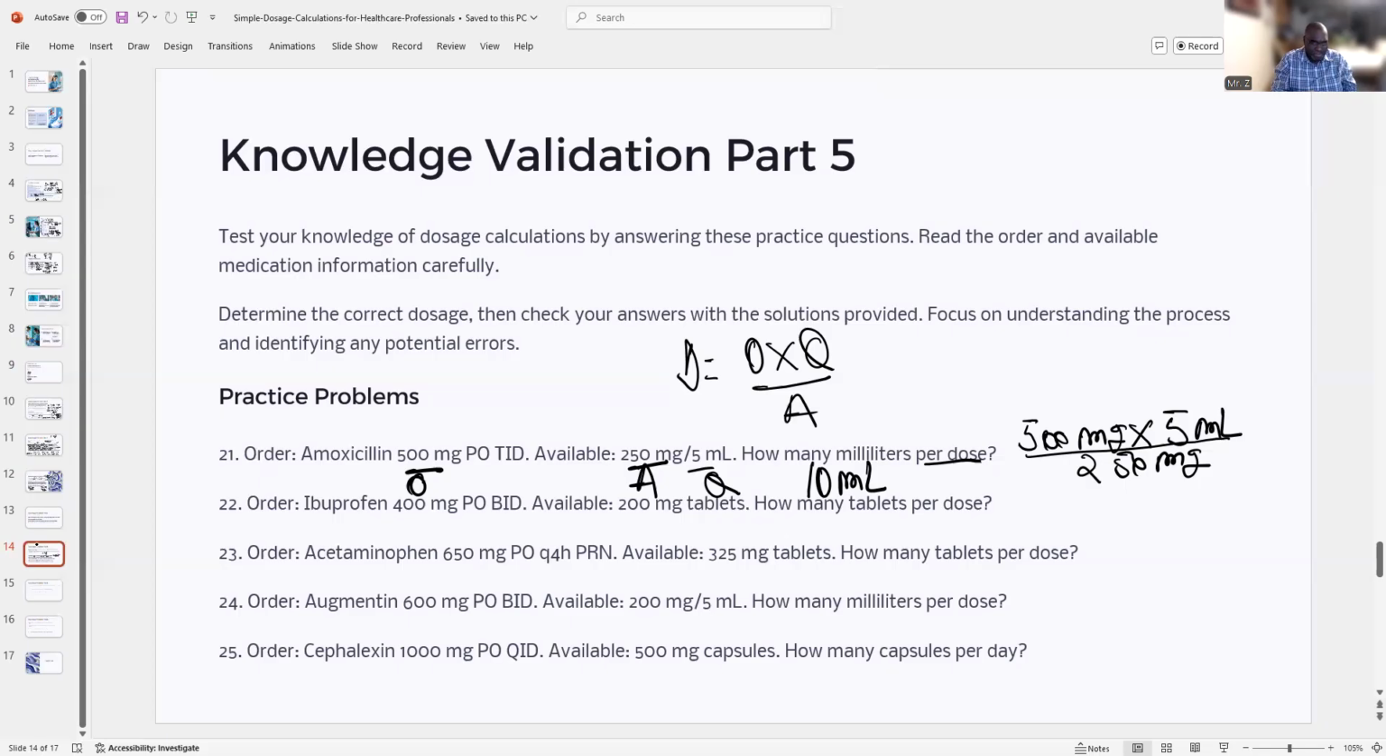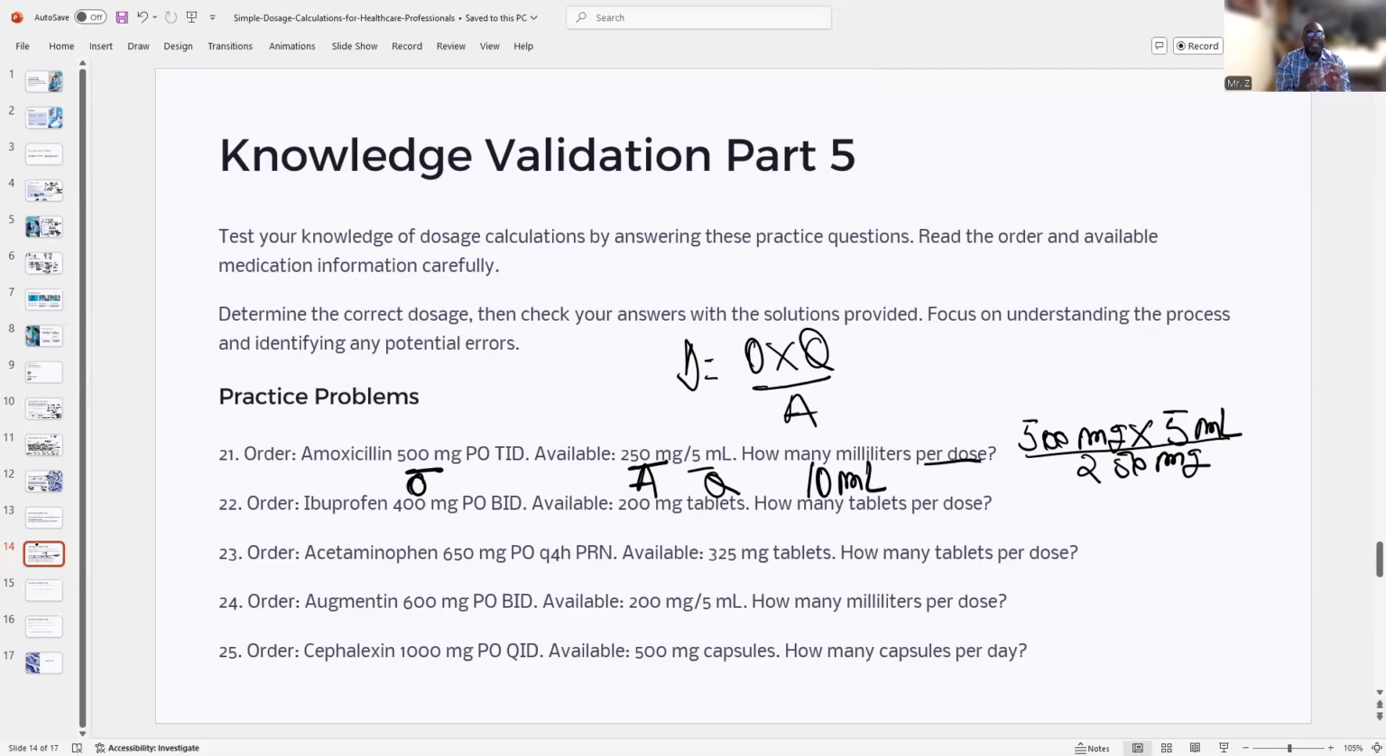Good job. Let's go. 400 milligram of BID. How many tablets per dose? Nobody's telling you what would you give per day. And I told you, anytime you're solving for tablet, your quantity is always going to be 1. You make sure that your order and your available are within the same unit. So in this case, the doctor prescribed ibuprofen 400 milligrams. The doctor say, give 400 milligrams. All right, time is up.